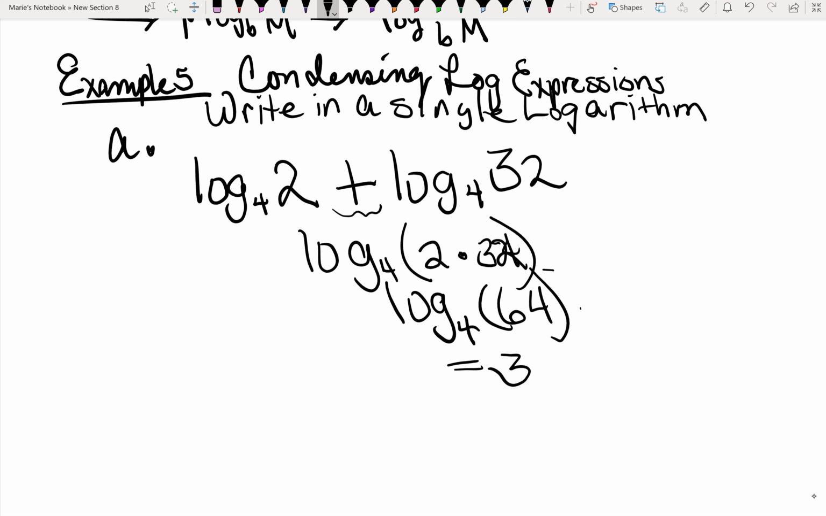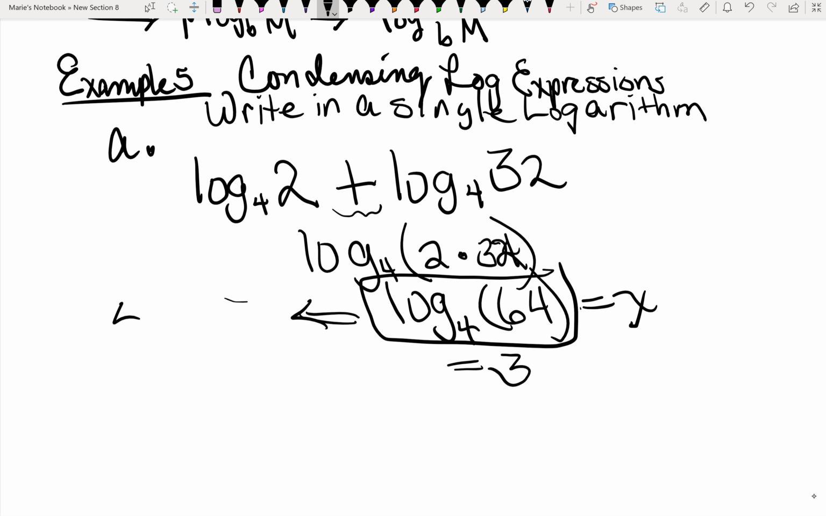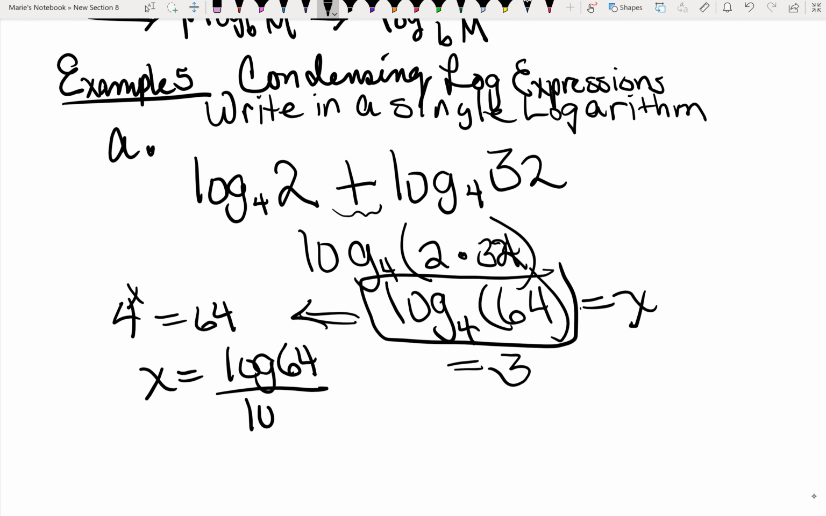Remember when we were working with these earlier and I said to you, just put an equals x here. So this becomes 4 to the x is 64. And if you didn't know this, you know now that 4 to the third power is 64. So knowing your powers helps. But if you didn't, you would say x equals the log of 64 over the log of 4, and that will give you 3. Okay?